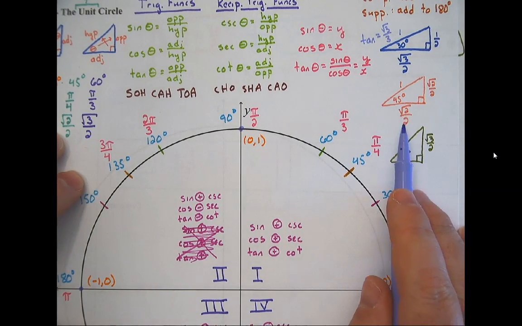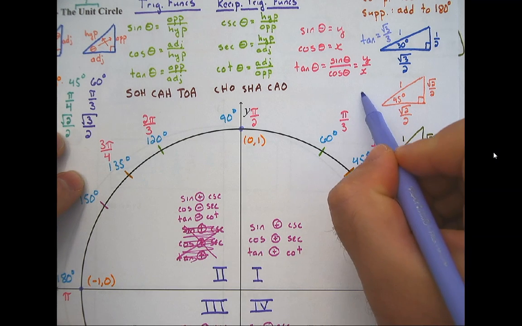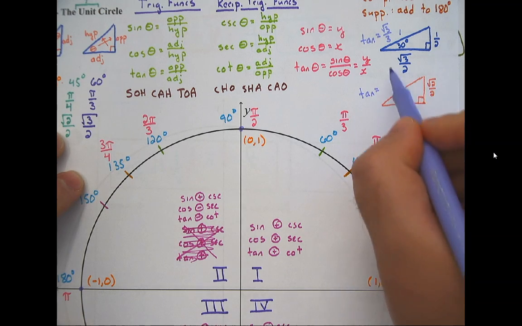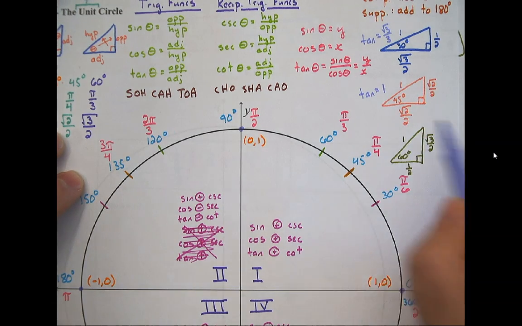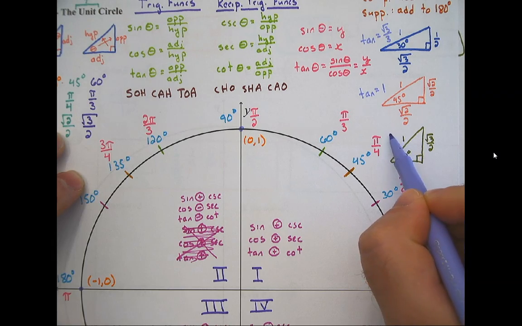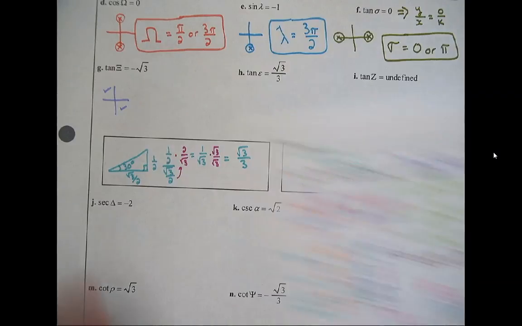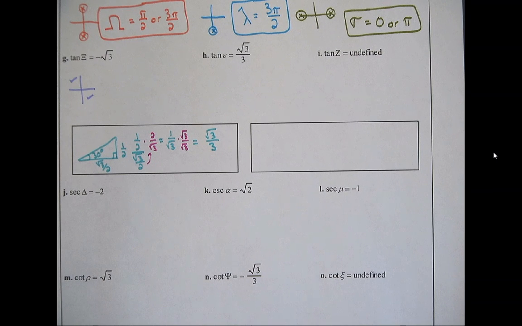Now, what can it be? Let's just do the 45 right now. Tangent is y over x, or opposite over adjacent. What's root 2 over 2 over root 2 over 2? Yeah, it should be a 1. And then finally down here for the 60. Now let's go back to our notes and try to squeeze that in here.